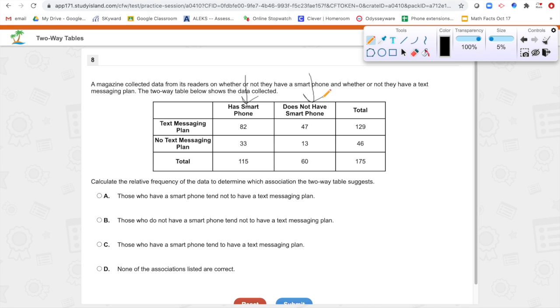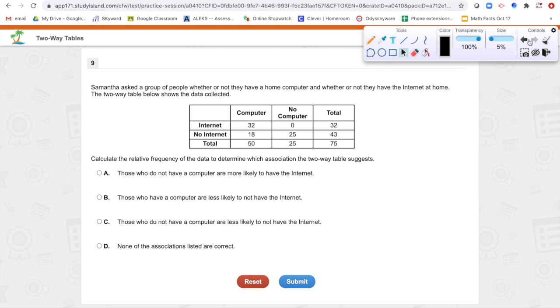B, those who do not have a smartphone tend not to have a text messaging plan. So if you do not have a smartphone, it actually looks like you tend to have a text messaging plan. Those who have a smartphone, let's go back to the first column, tend to have a text messaging plan. And honestly, that makes the most sense. If you have a phone, you're going to text on it. Probably going to end up with both. So, C. That is our correct answer. C means yes in Spanish.